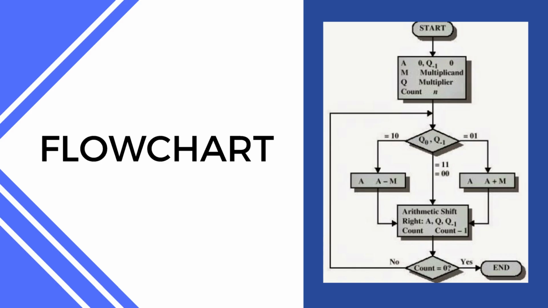Hello everyone, my name is Ayush Ladha and today I will be explaining the flowchart of Booth's algorithm. First of all, Booth's algorithm is a multiplication algorithm that is used to multiply two binary numbers. It is particularly useful for hardware implementation of multiplication since it requires only binary additions, subtractions and shifts, which can be implemented efficiently in hardware. The flowchart of Booth's algorithm is as follows.